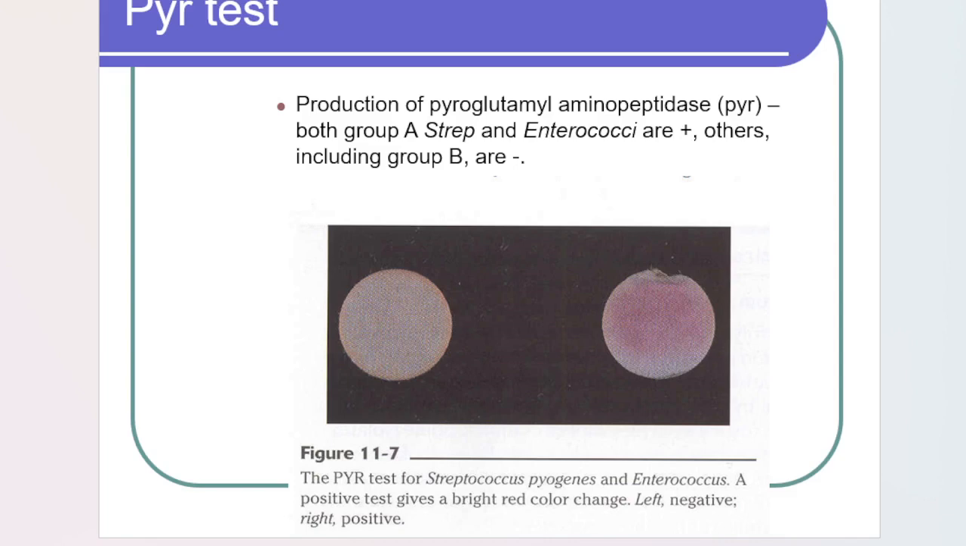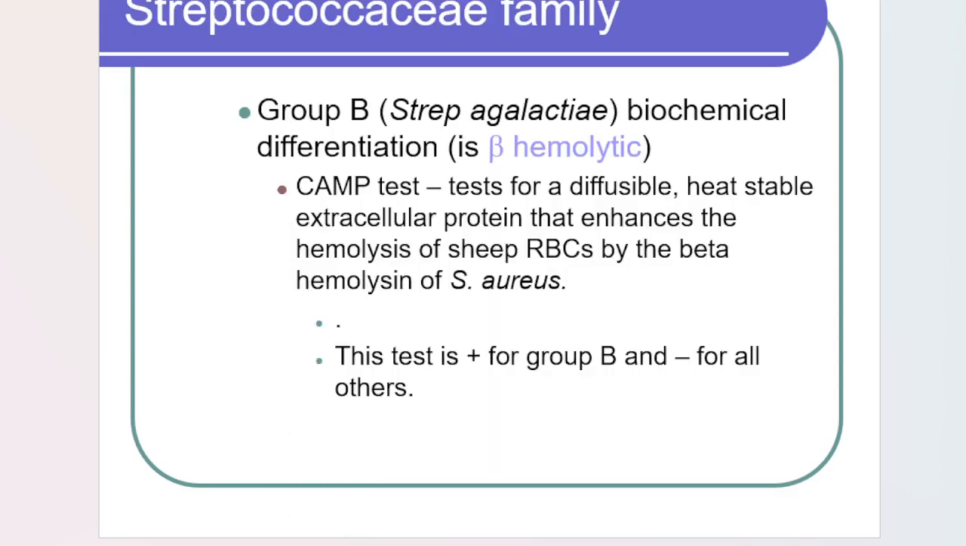PYR, okay? Production of pyroglutamyl aminopeptidase. Both group A and enterococci are positive. So, you can use the PYR test to differentiate between the beta hemolytic streptococci. Kapag positive siya for PYR, that is group A strep. Kapag negative siya for PYR, pwedeng group B kapag beta hemolytic siya. Okay? So, only group A and enterococci are positive for the PYR test. Others are negative. Group B.